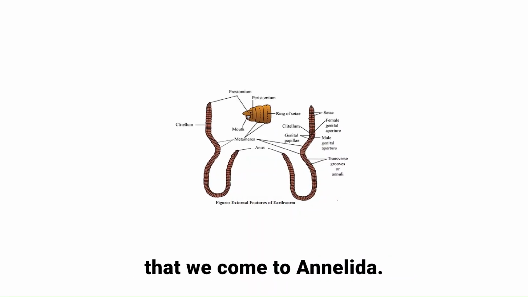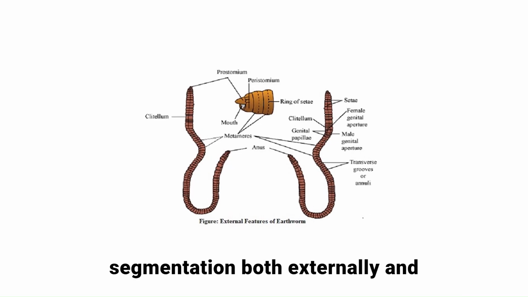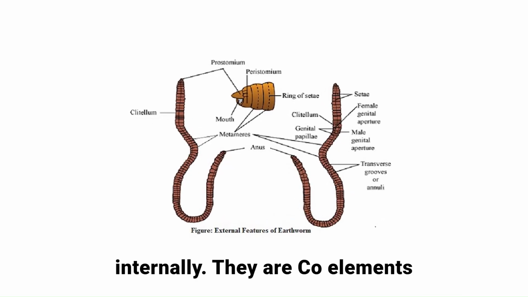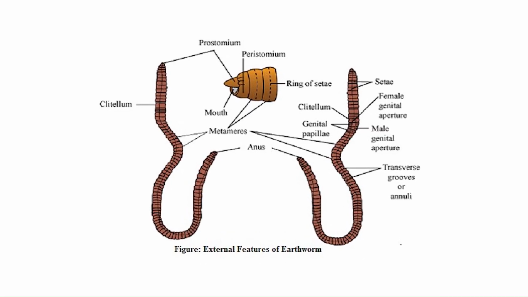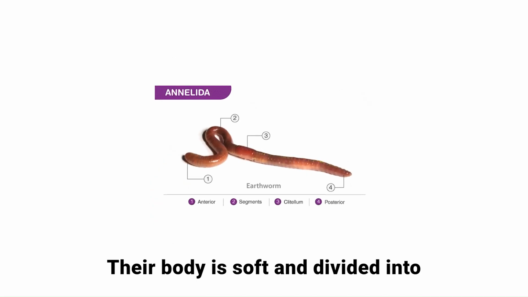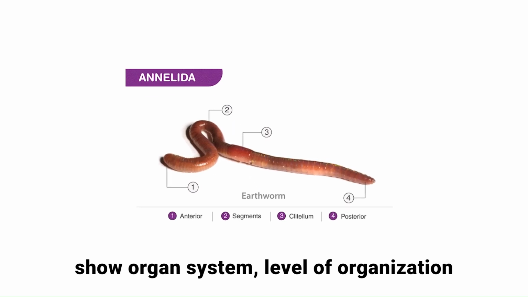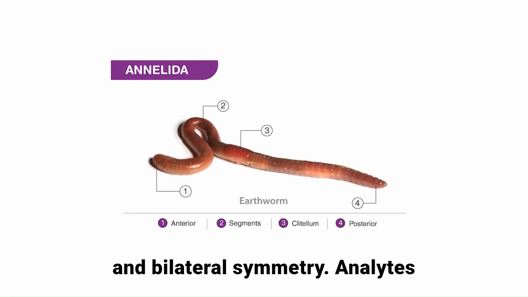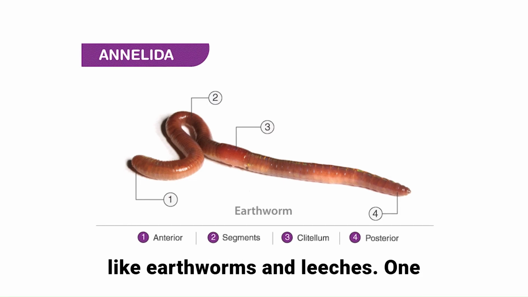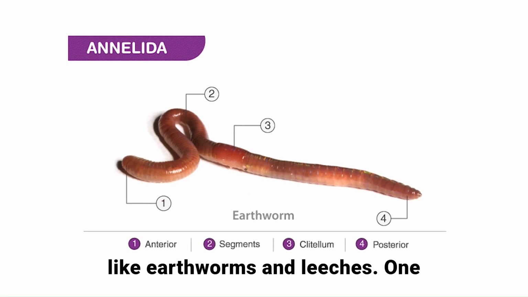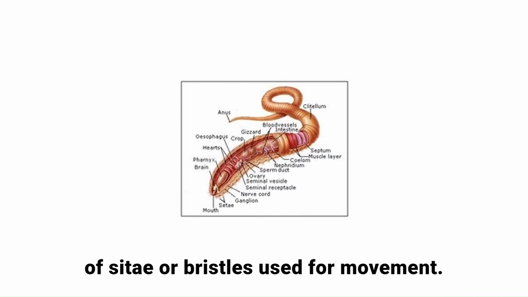After that, we come to Annelida. These are segmented worms, showing true segmentation both externally and internally. They are coelomates, meaning they have a true body cavity. Their body is soft and divided into segments called metameres. They show organ system level of organization and bilateral symmetry. Annelids can be aquatic like Nereis or terrestrial like earthworms and leeches. One of their unique features is the presence of setae or bristles used for movement.